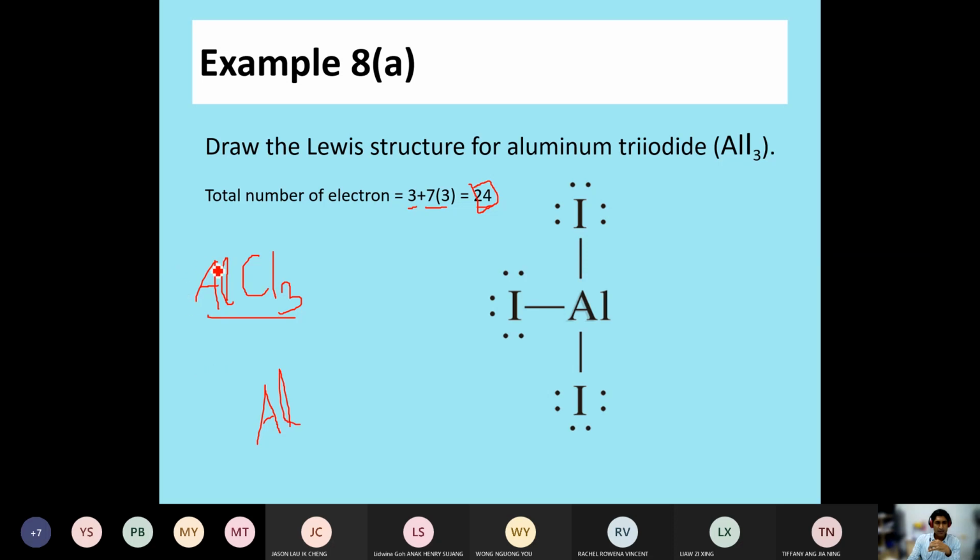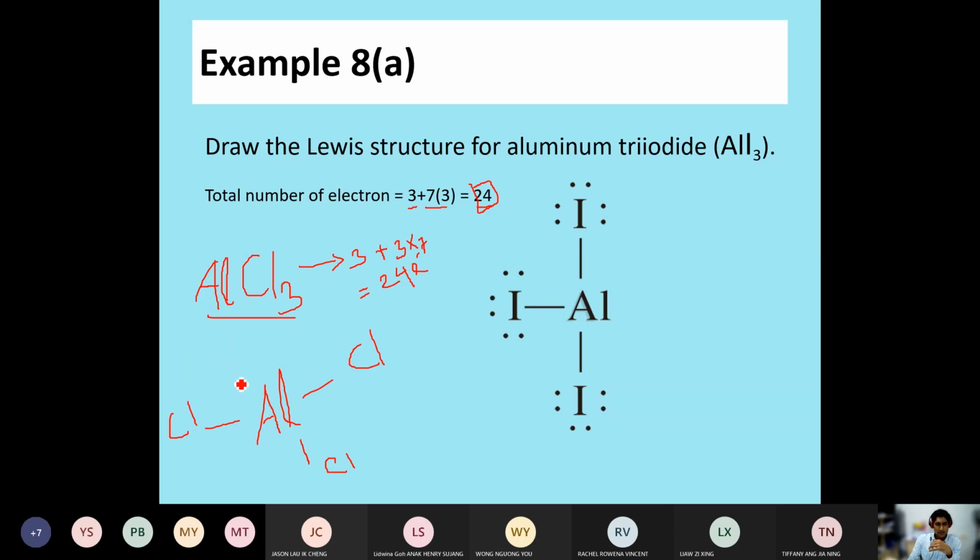By the way, if we count the total valence electrons for aluminium chloride, it will be the same as this one. Aluminium is 3 and there are 3 chlorines with 7 each, so it is 24 electrons as well, valence shell electrons. So aluminium will be in the center and then we just put 3 chlorines around it. It does not matter whether you put them at the bottom or on top.